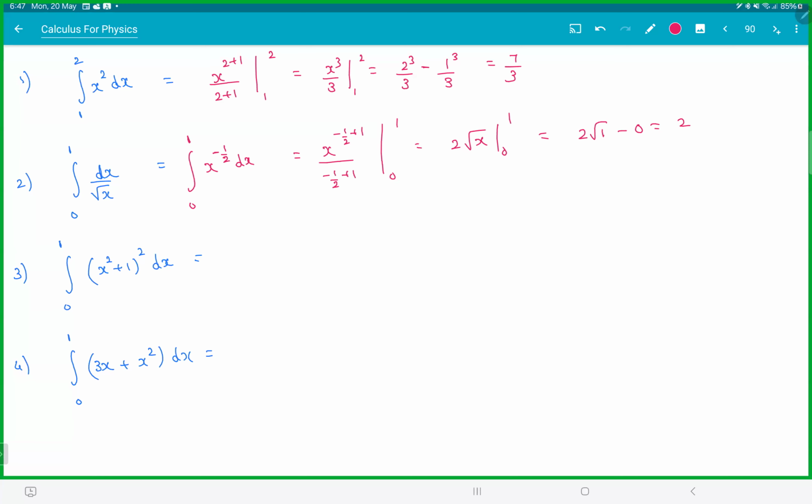Third one, how will we do it? It is x square plus 1 whole square dx. Now, there is no chain rule. Don't say something to the power of 2 something, it is not like that. Expand a plus b whole square, then you'll get 3 terms. Then integrate term by term. Try. I'll give you a minute more.